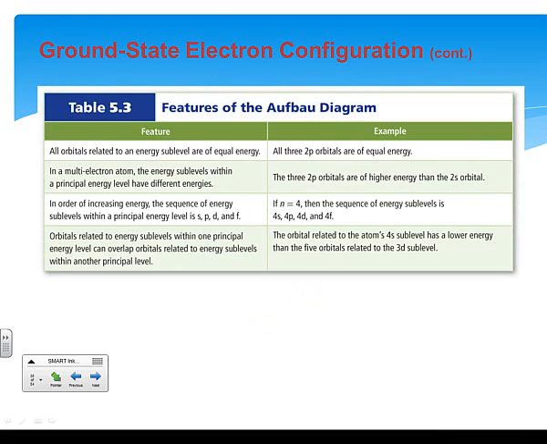So we're going to be looking at this Aufbau principle, and we're going to realize that all orbitals related to an energy sublevel are of equal energy. That means you just saw that we had 3 of those p dumbbell-shaped orbitals. Each one of those 3 p orbitals can hold 2 electrons, but each one of them is the exact same energy. No one of those p orbitals is any greater energy than the other. But the p orbitals themselves are of a higher energy level than the s orbital.